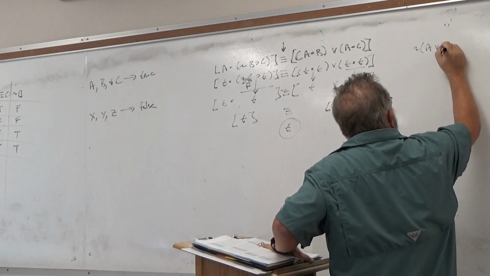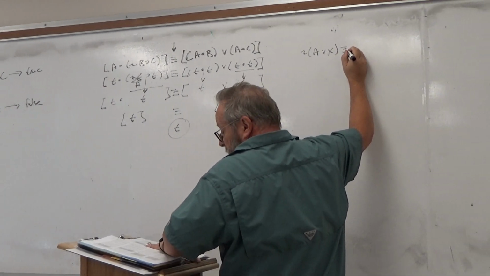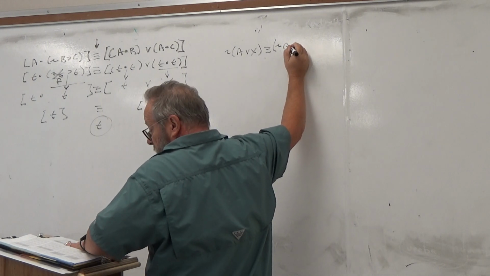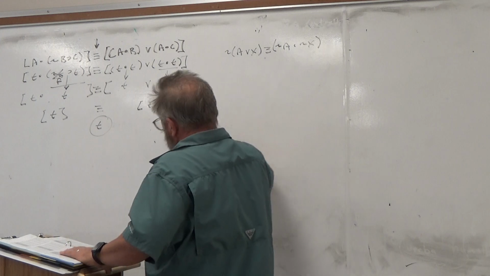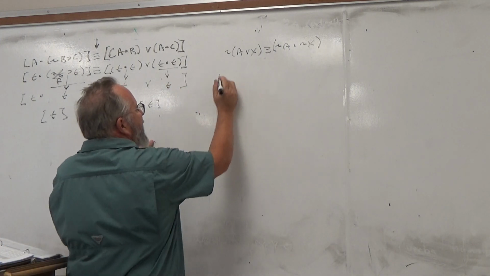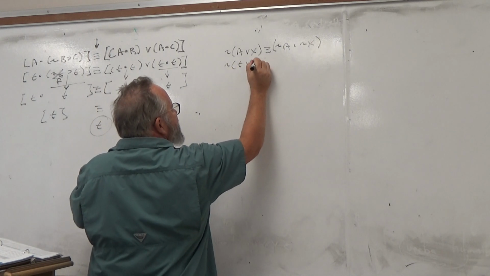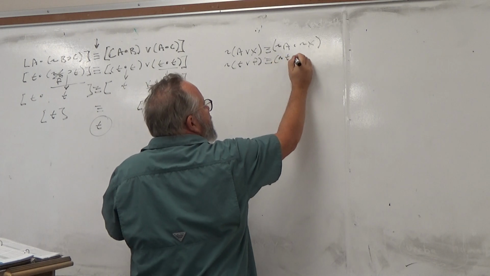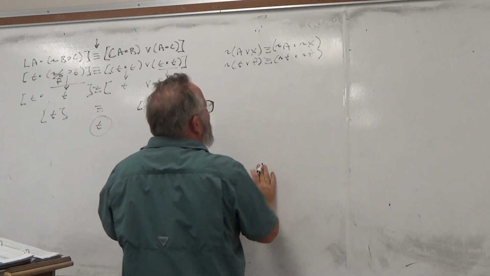Not A or X, if and only if not A and not X. Okay. We've got to put in the truth values, so we have not, and A is true, or X is false, if and only if not true and not false, okay?